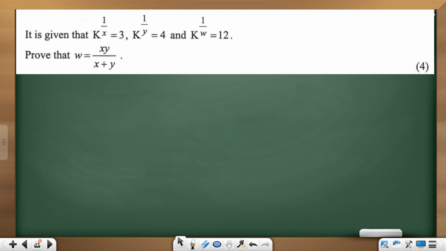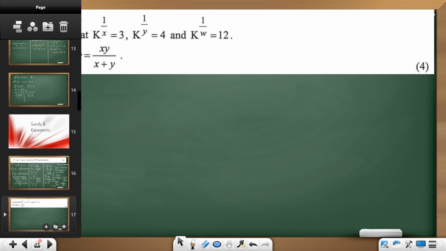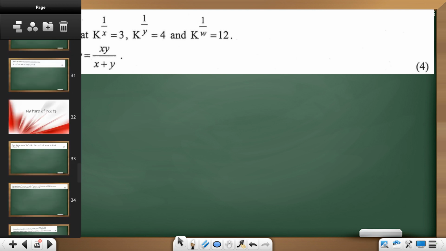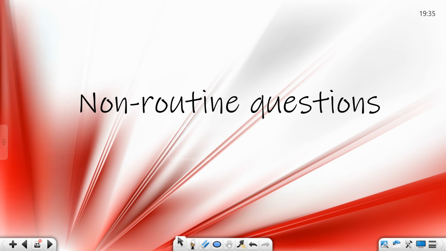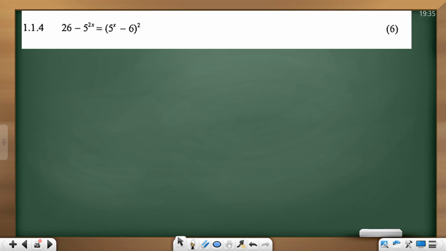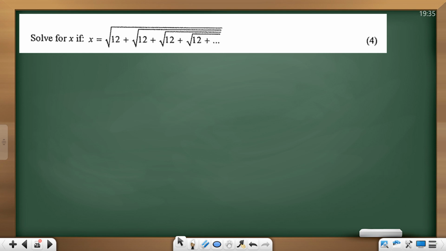Check. The examiner said, this is where maths, I should have added this to my section called non-routine questions. Those are really heavy stuff, guys. I'll show you a few of them. Before I do that, let me just parade them for you. Look at this: 26 minus 5 to the power 2x, and you must solve for x. There's 6 marks. These are all question 1s. Check this. This is actually a grade 11 one as well.